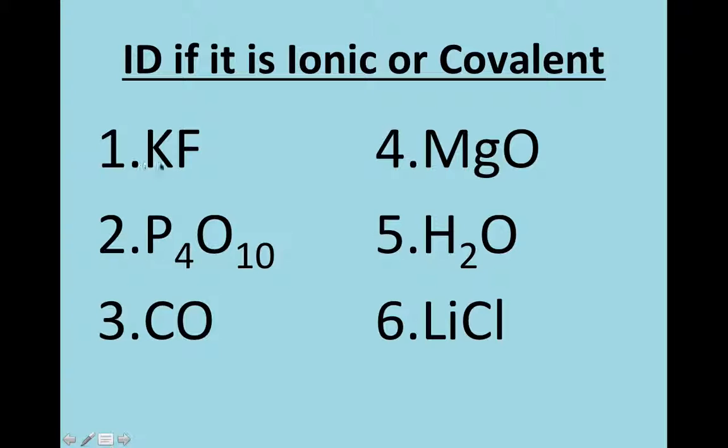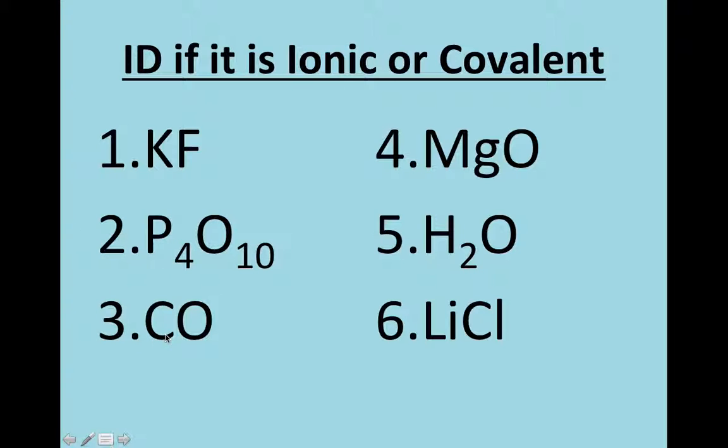All right, number 1, K, potassium, is a metal. And fluorine's a nonmetal. Metal, nonmetal, it's ionic. Number 2, phosphorus is a nonmetal. Bingo. If it starts with a nonmetal, it's probably going to be covalent. And both of these are 2 nonmetals. Phosphorus and oxygen are 2 nonmetals. So therefore, number 2 is covalent.